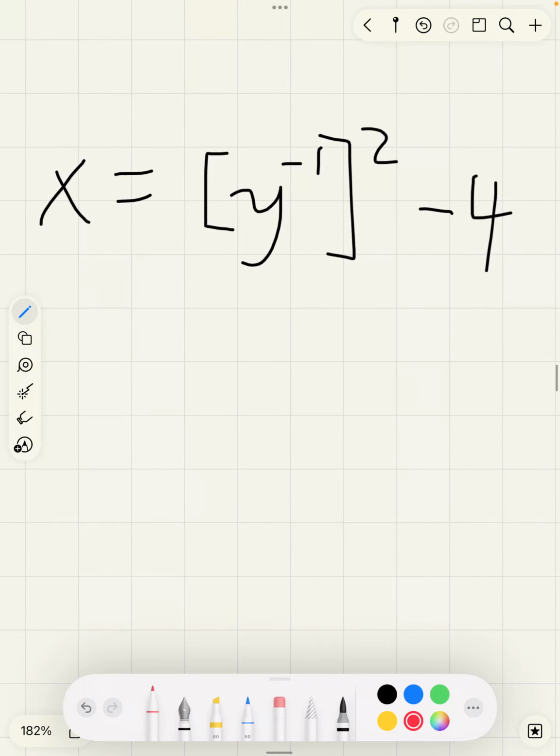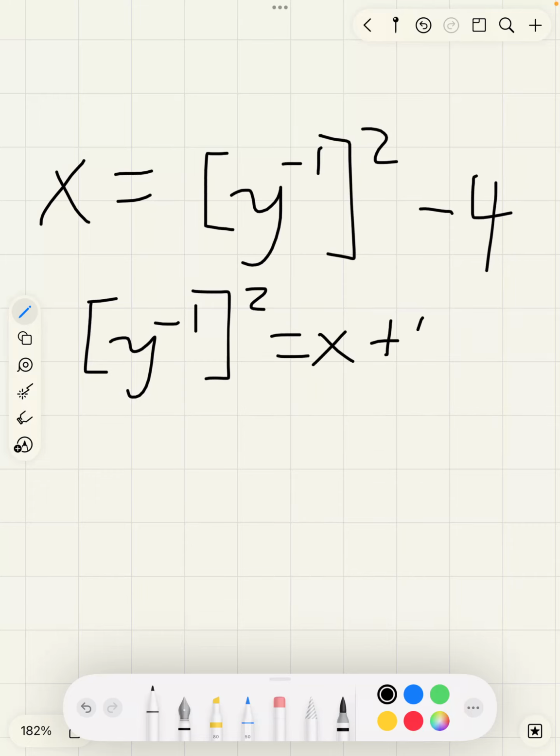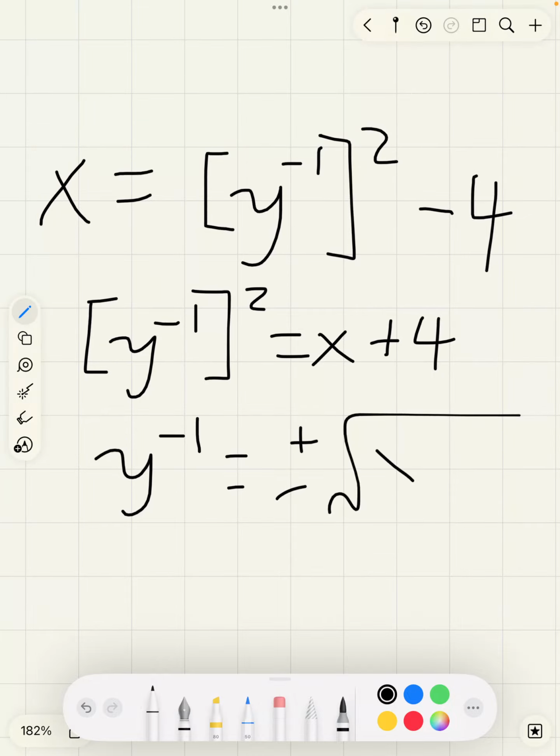So, solving algebraically, we would start by adding 4 to both sides, and square rooting both sides. So we get y inverse is equal to plus or minus the square root of x plus 4.